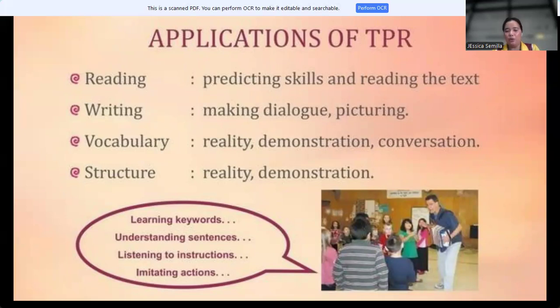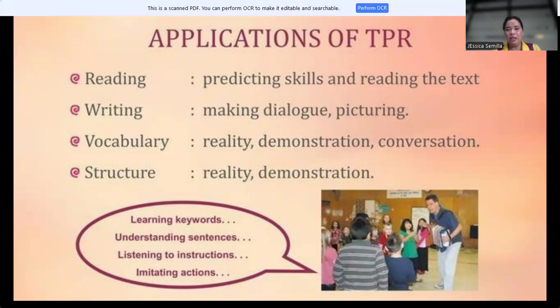So, if you're going to look at the macro skills that we have, the reading, writing, and vocabulary, the students are about to predict skills and read a certain text, and then they're about to make a dialogue, and then they try to picture it out, and then while trying to understand the vocabulary, they try to put it into reality. They see it and then demonstrate it. And then after demonstrating, they try to put it in conversation.